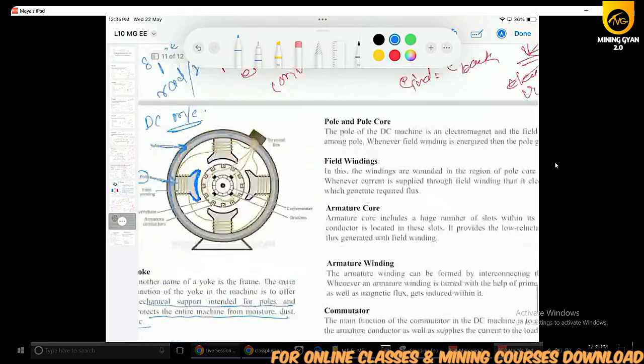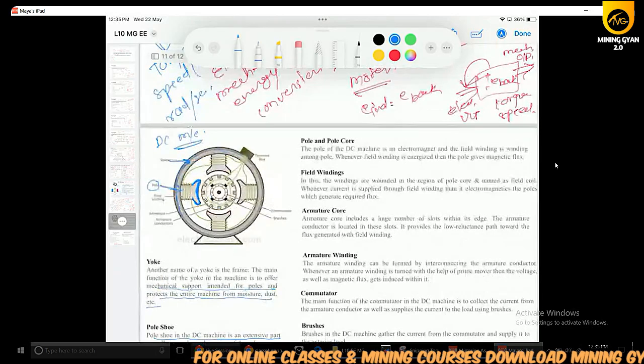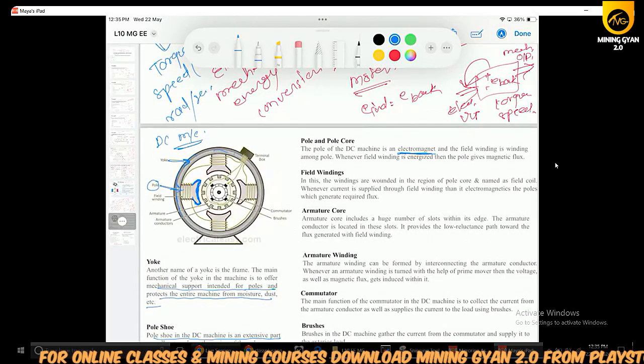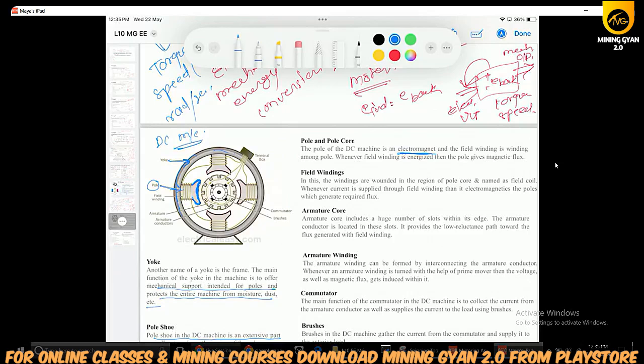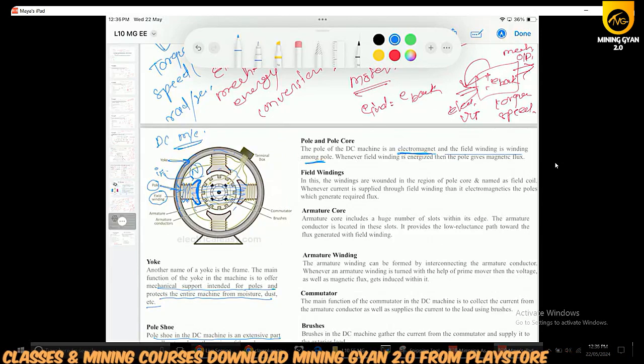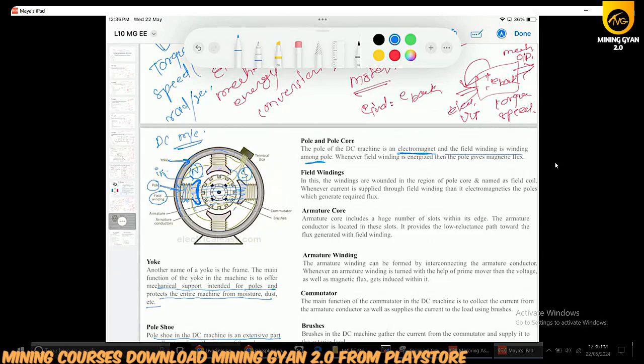Next, pole and pole core. The pole of the DC machine is an electromagnet, such that we are able to generate the magnetic field by applying the electric current. The field winding is the winding on the pole. As you can see, the field windings are wound on the poles such that you apply the field current IF through this winding, and hence the flux will be set up in the machine like this. Then you will get north pole or south pole according to the direction of the field windings.